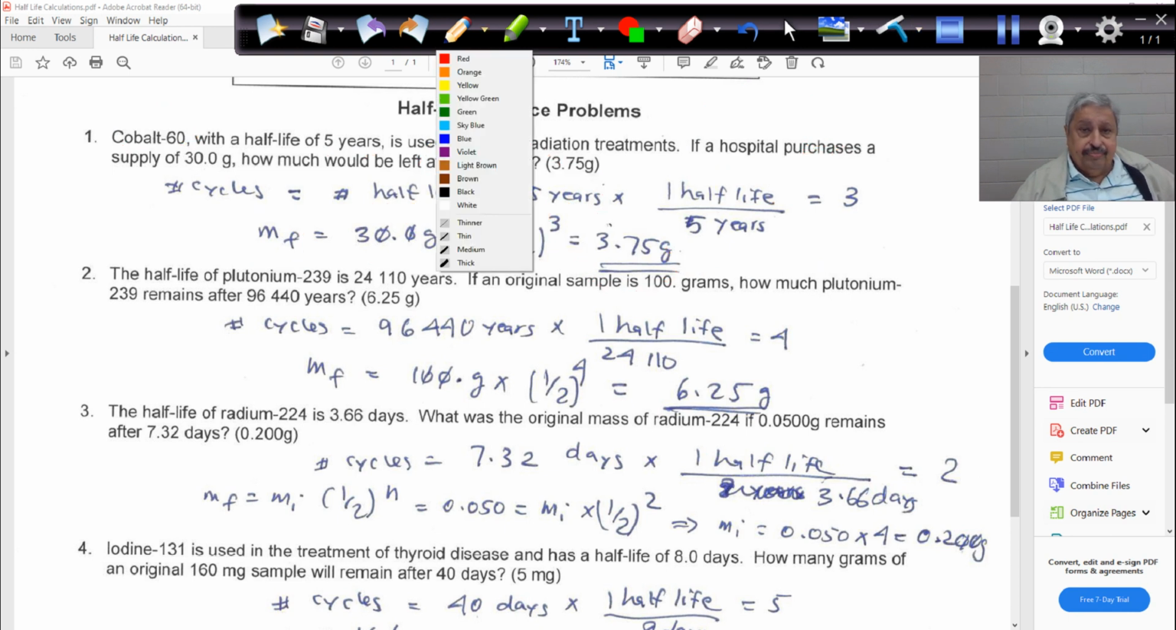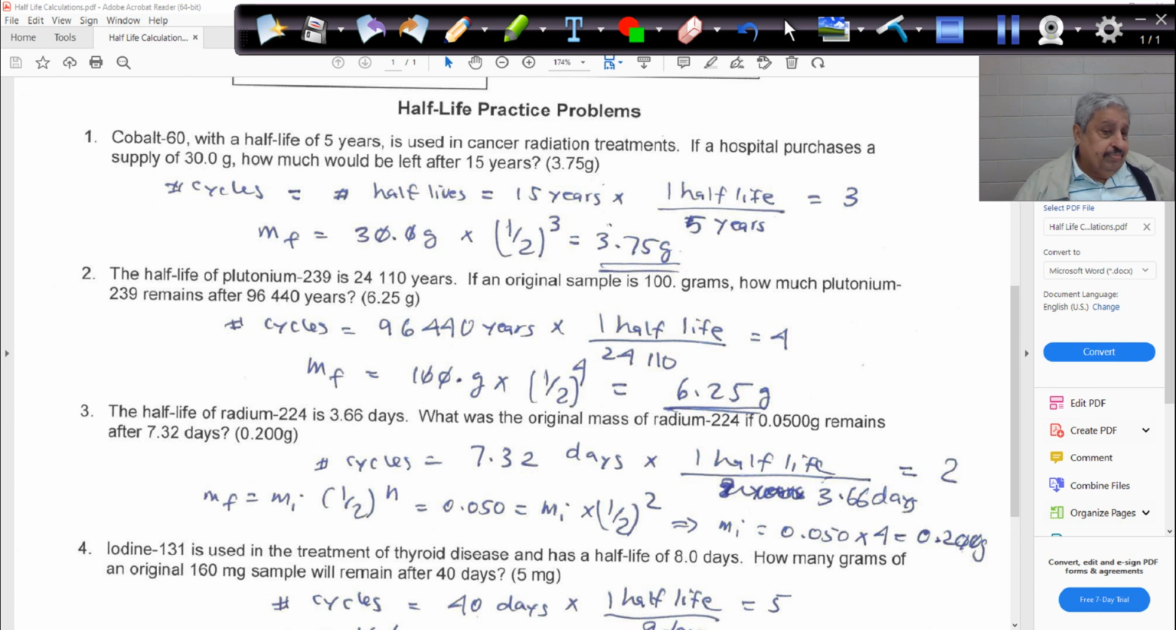I have plutonium. Plutonium is used like a parent and daughter in nuclear plants. They use uranium and plutonium for electricity. So plutonium-239. The half-life of plutonium-239 is how many years? 24,000 years. Uranium is 4.5 billion years, so it will take forever to get it out.